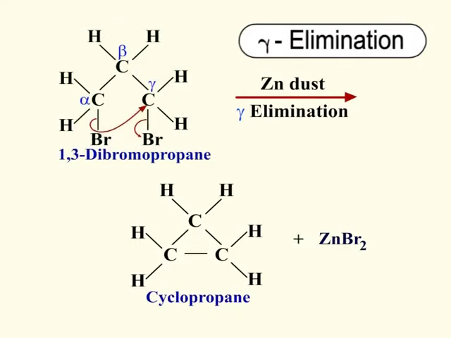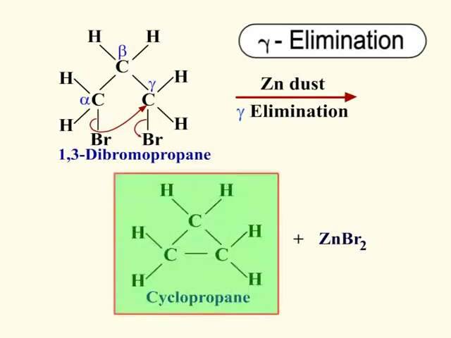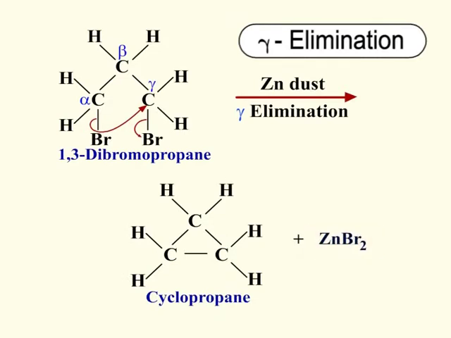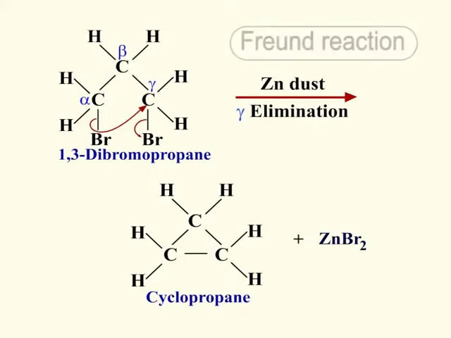When 1,3-dibromopropane reacts with zinc dust, we get cyclopropane along with zinc bromide by the process of gamma elimination. This reaction is called the Freund reaction and is extensively used for the synthesis of three-membered rings.